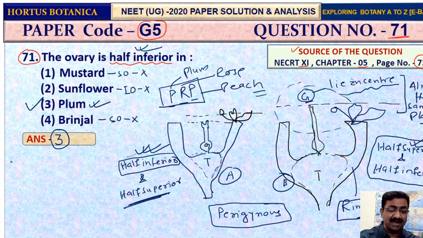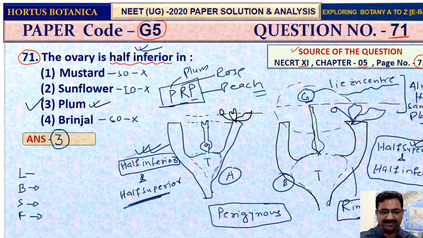So see how many families we have to study. We have to study LBSF. Remember, L for Liliaceae, B for Brassicaceae, S for Solanaceae and F for Fabaceae. So we have to study according to our NCERT, the Gita of biology. What I used to say, yes, we have 4 families.